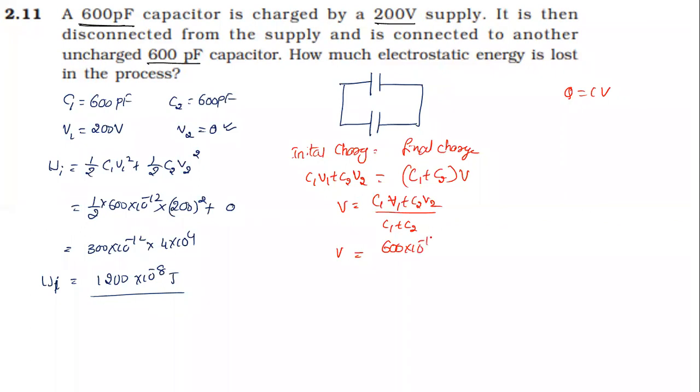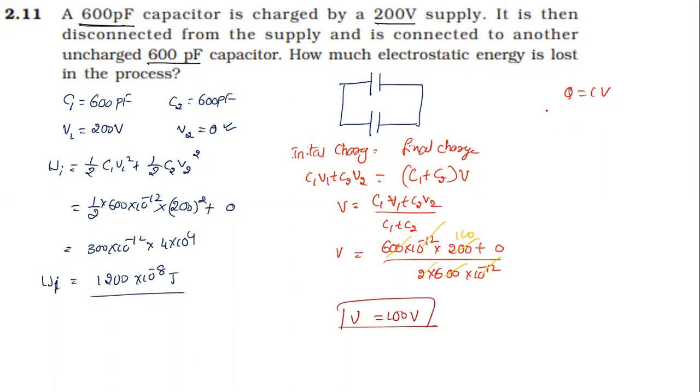600 into 10 power minus 12 times V1 200, plus the second part I'll take 0 because V2 was 0, divided by C1 plus C2, that is 2 times 600 into 10 power minus 12. So what is going to cancel here? 10 power minus 12, 10 power minus 12, 600, 600. We're going to get 100. Common potential is 100 volt.